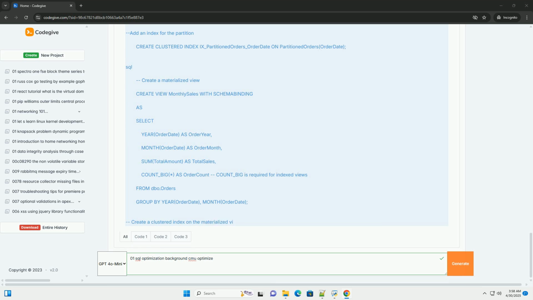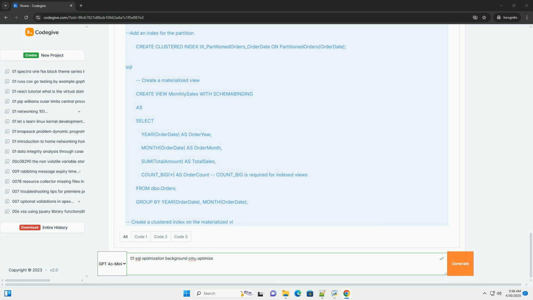Join cardinality estimation: the optimizer needs to estimate how many rows will result from a join operation. Inaccurate estimates can lead to suboptimal plans. CMU has researched techniques for improving cardinality estimation.